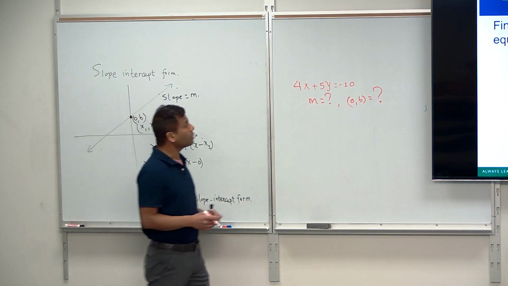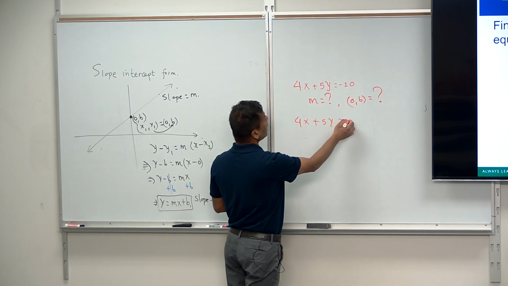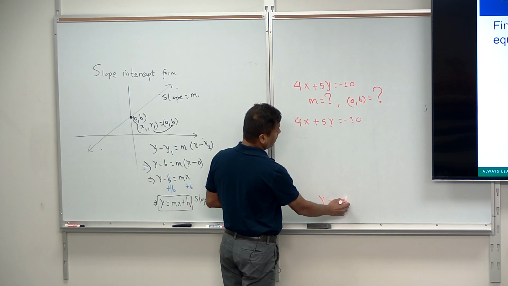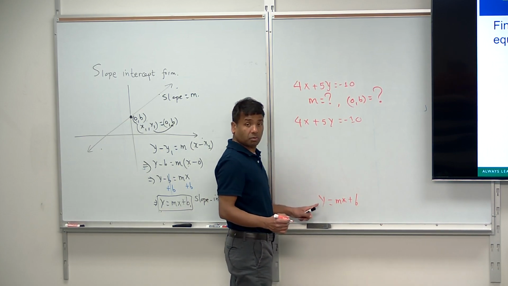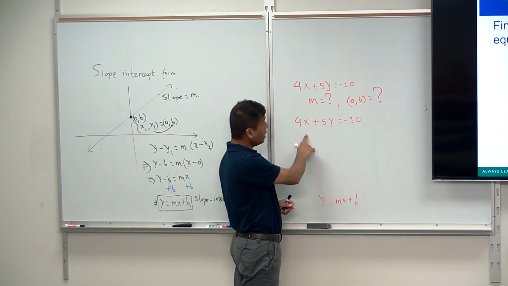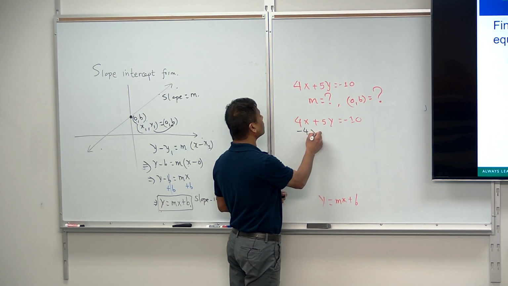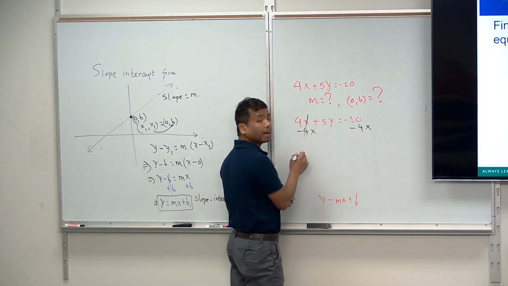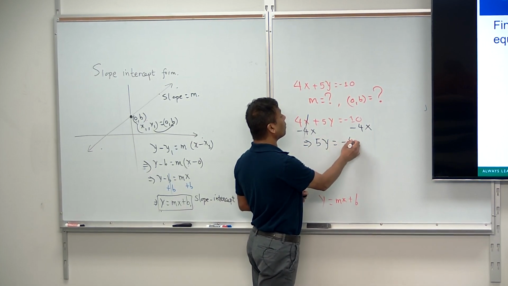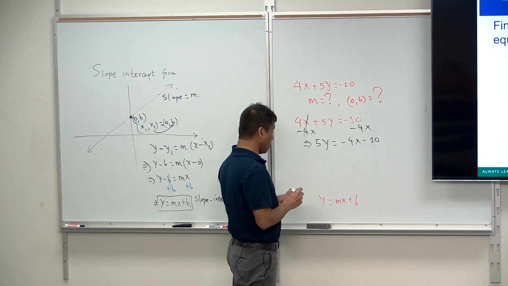You see that? So now you have 4x plus 5y equals negative 10, and we want to rewrite this into the form y equals mx plus b. We have y on the left side, so keep the y term on the left. Move 4x to the right side. So you subtract 4x from both sides, and you cross them out. That will give you 5y equals negative 4x minus 10.